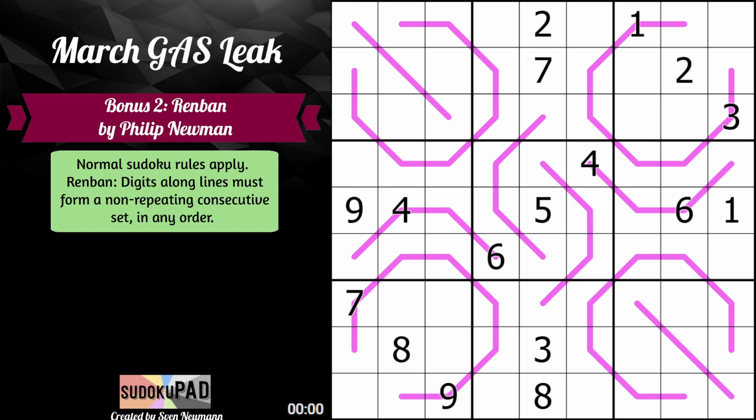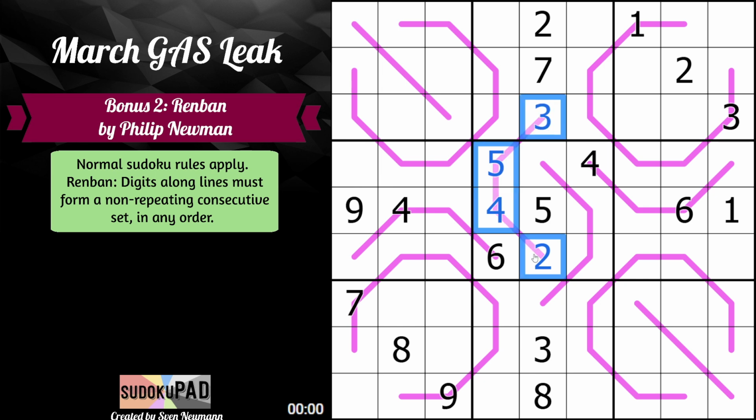Well, if we take a look here, Philip actually gives us an example which we will use. A four-cell Renban line, this is a Renban line which spans four cells, could be 4, 3, 5, and 2. So why could it be 4, 3, 5, and 2? Well, that's because 2, 3, 4, 5 is a consecutive set. That means the digits follow one after the other. And as always, for a set, the order doesn't matter. So 4, 3, 5, 2 is just as valid as 2, 4, 5, and 3.